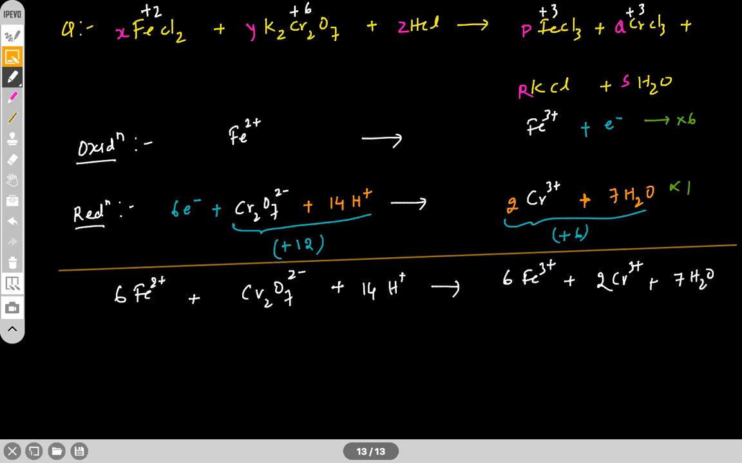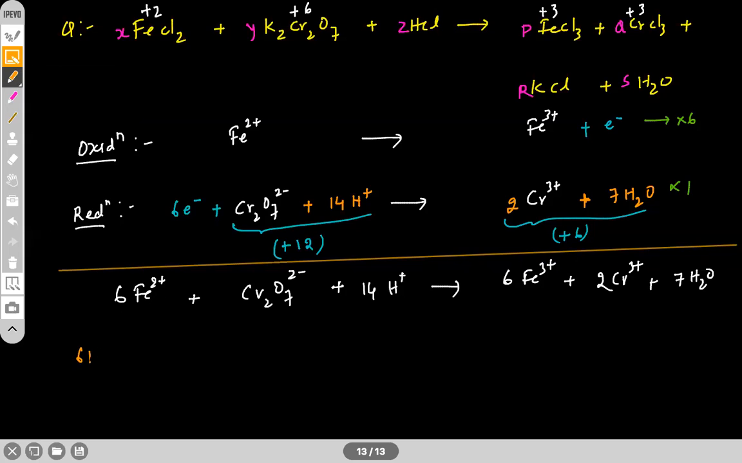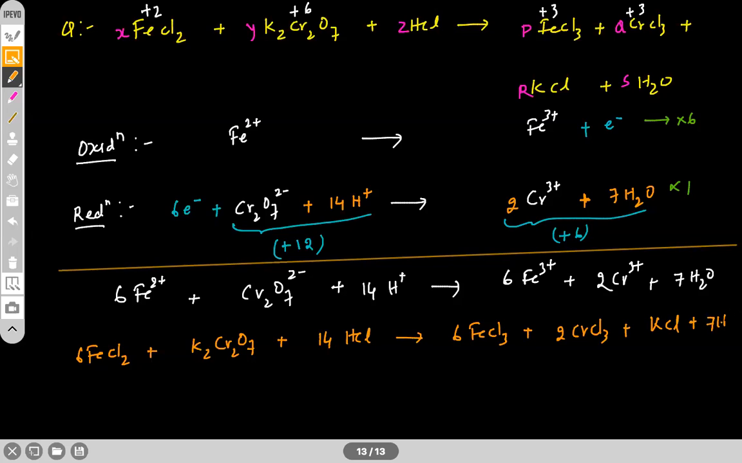Then the value of X, if you compare, I'll write down the final equation first. The final equation is 6FeCl2 plus K2Cr2O7 plus 14HCl, because we have 14H+, converts into 6FeCl3 plus 2CrCl3 plus KCl plus 7H2O. That's what happens in this kind of question. One silly mistake, and everything is wrong. Now in this one, you see the potassium is not balanced here.